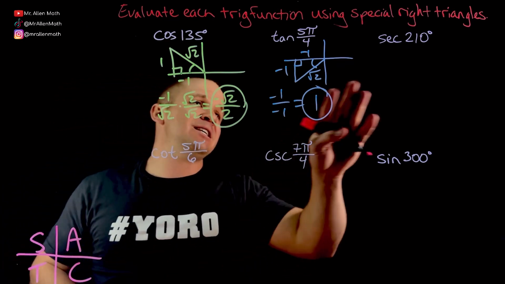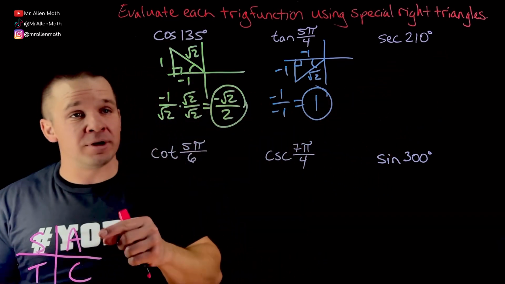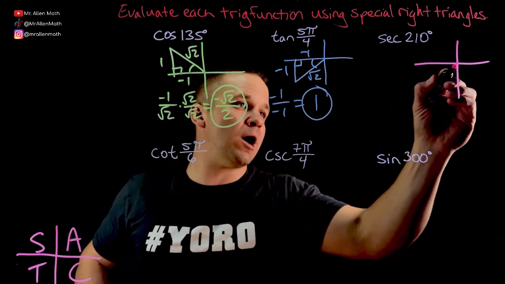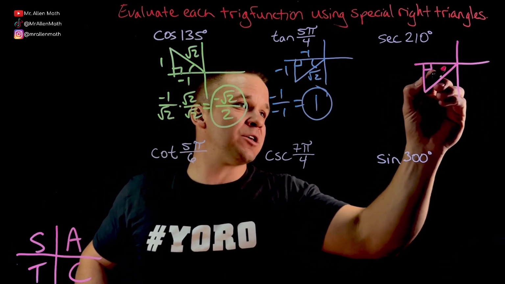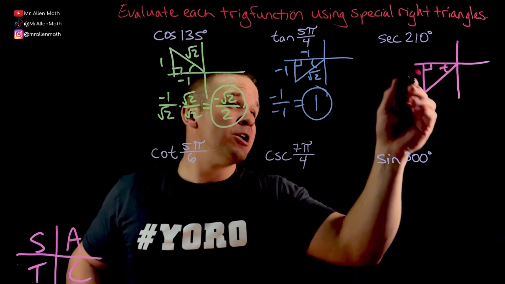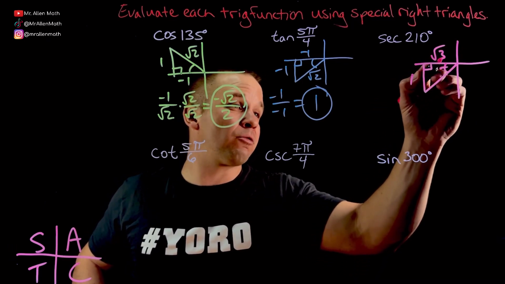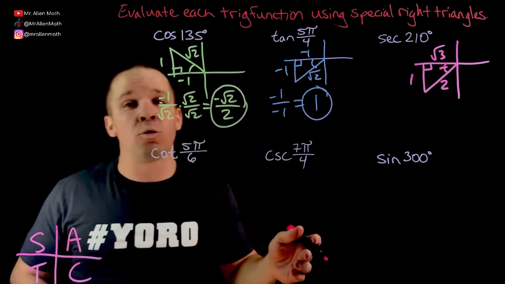Okay? Secant, 210. That's a 30-degree reference for this one, located in my third quadrant. So right down here. That's a 30-degree reference. I'm looking at it from there. So across from 30 is 1. Adjacent to it is root 3. And then we got ourselves 2. So 1, root 3, 2.